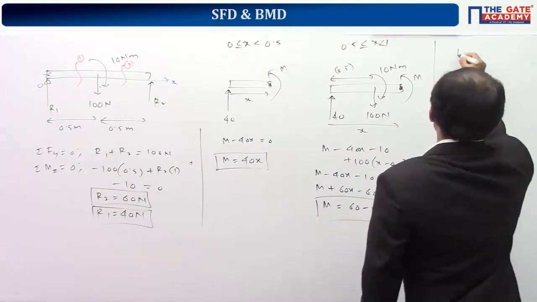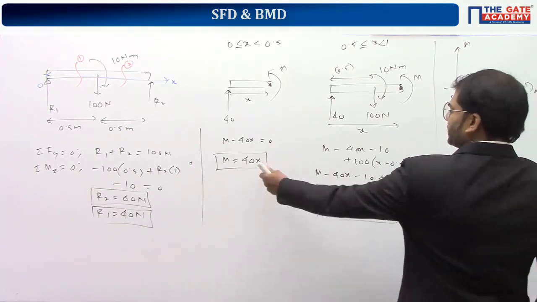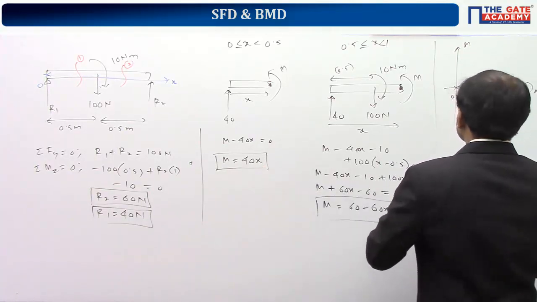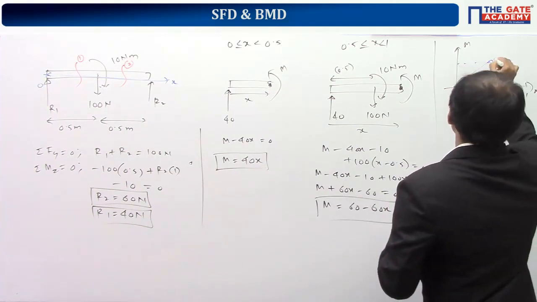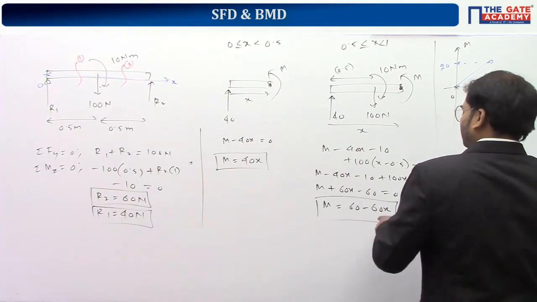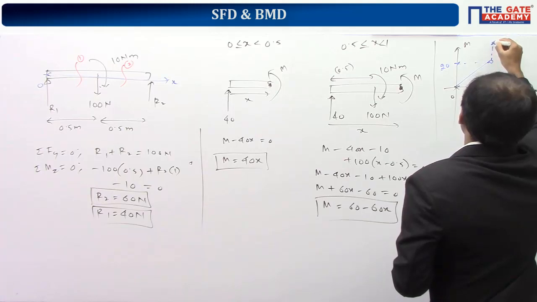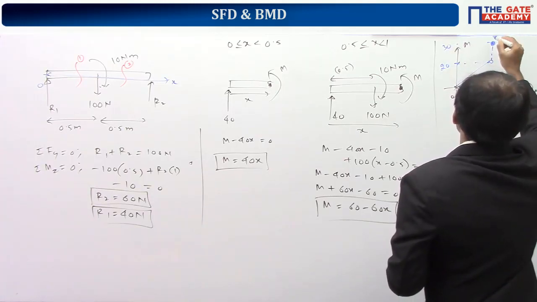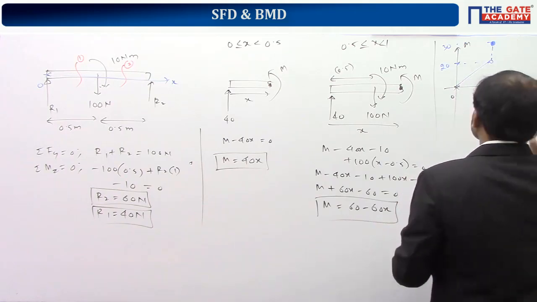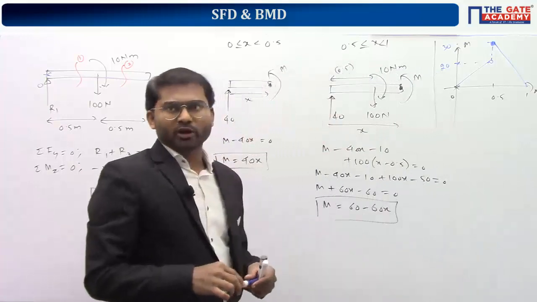So if you plot the diagram, from 0 to 0.5, this is the equation. At x is equal to 0, M is equal to 0. At x is equal to 0.5, M is equal to 20 Newton meter. From x is equal to 0.5 to 1, this is the equation. At x is equal to 0.5, it is equal to 30. So suddenly the bending moment shifts to 30. And at x is equal to 1, it is equal to 0. You get a diagram like this. So here there is a discontinuity at x is equal to 0.5.